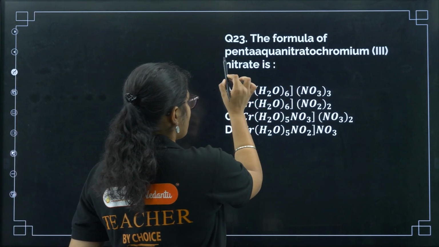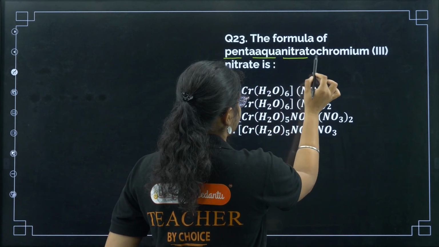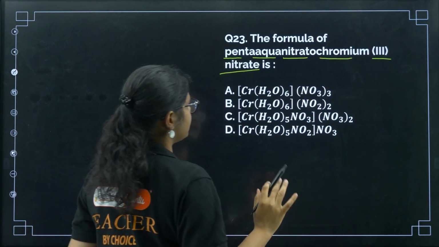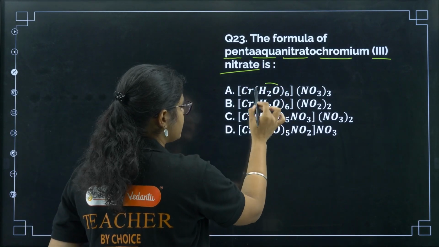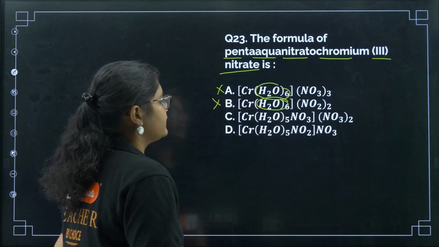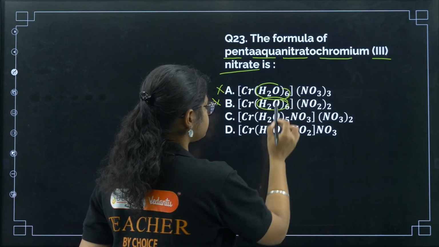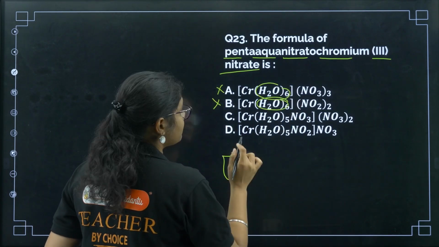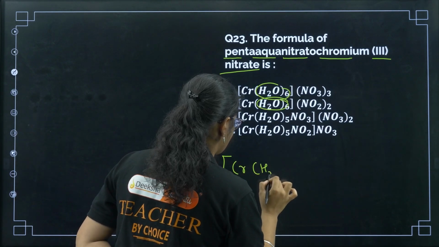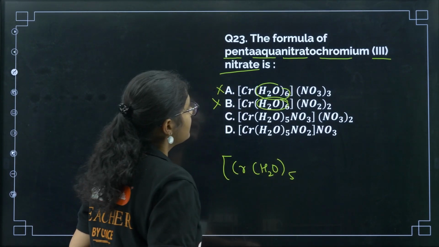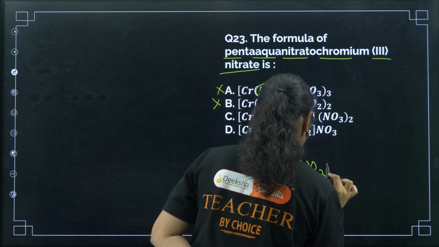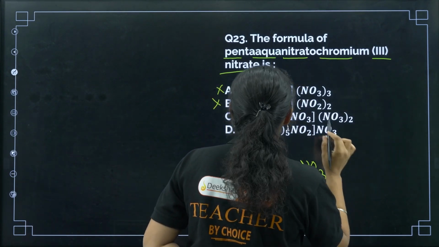Next, the formula of pentaaquanitratochromium(III) nitrate. First of all we need pentaaqua. Here there are 6, so eliminate these options. Next, let us now write down. Pentaaqua means we have chromium, then we have pentaaqua. Then nitrato means 1 NO3 is also there. Then you have nitrate.